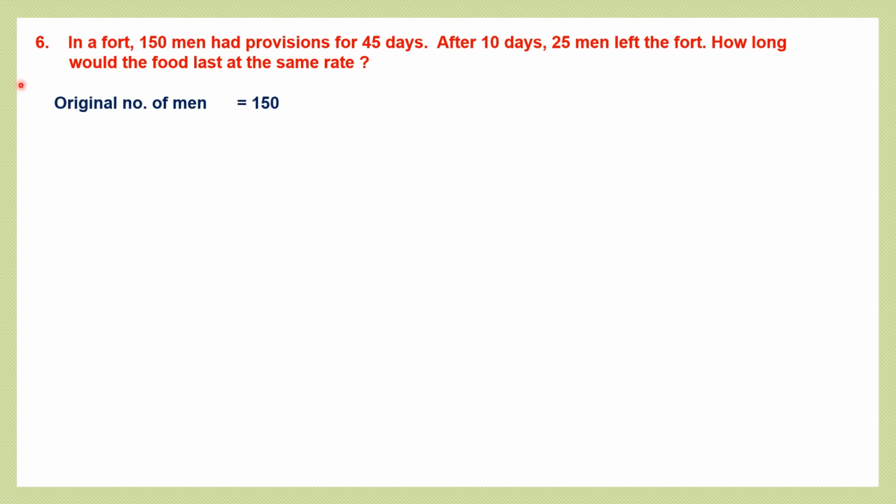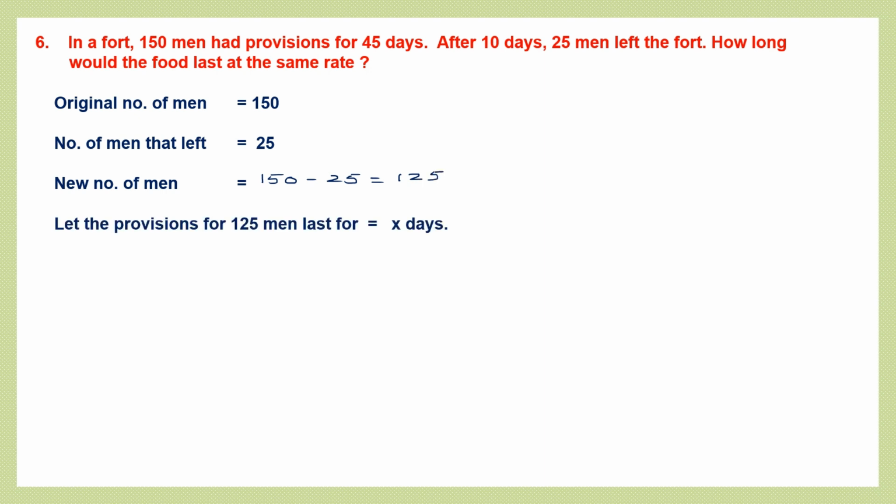So the original number of men was 150. Then the number of men that left is 25. So now the new number of men will be 150 minus 25, and that is 125. So the number of men is now 125. Let the provisions for 125 men last for X days. So this is what they're asking us to find: how long would the food last for this many men.